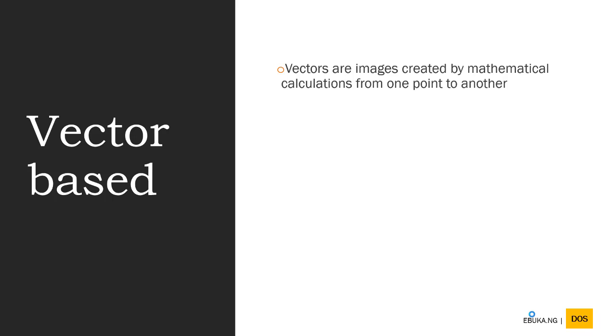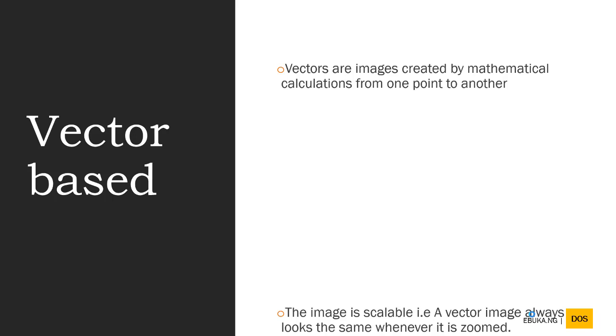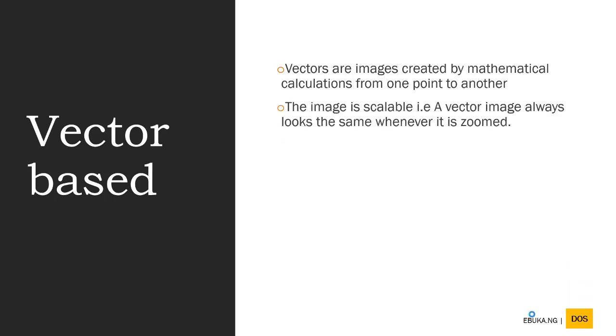Due to the fact that they are constructed through mathematical calculations, you can scale them to any level. That means if you zoom in on them, you won't see those boxes as you see in a pixel based graphic. So the images from vector based are scalable. That means even if you zoom in, you would see the same image. Now let me show you what I mean by the image is scalable.